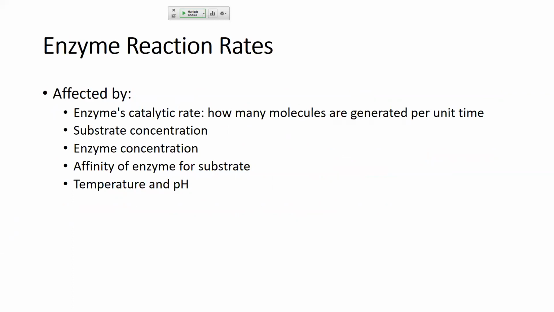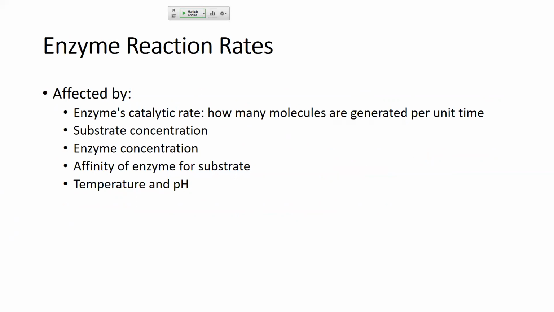Talk about the enzyme reaction rate. This is basically how fast or slow the reaction is proceeding. And this is how many molecules or how much product is generated per time. And this can be determined by the substrate concentration. It can also be influenced by the enzyme concentration.